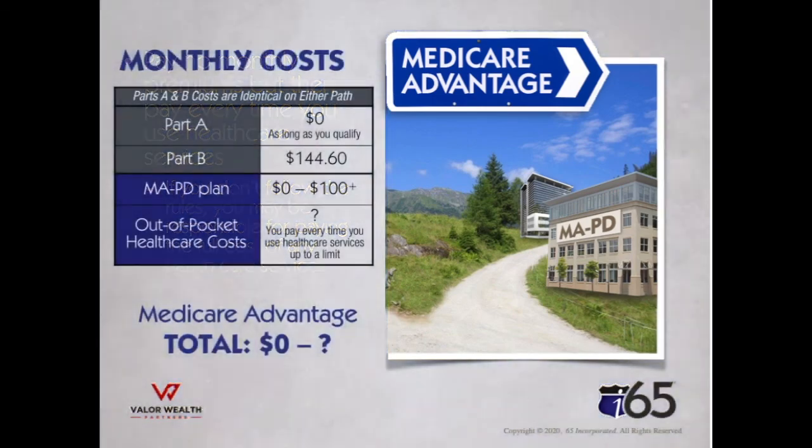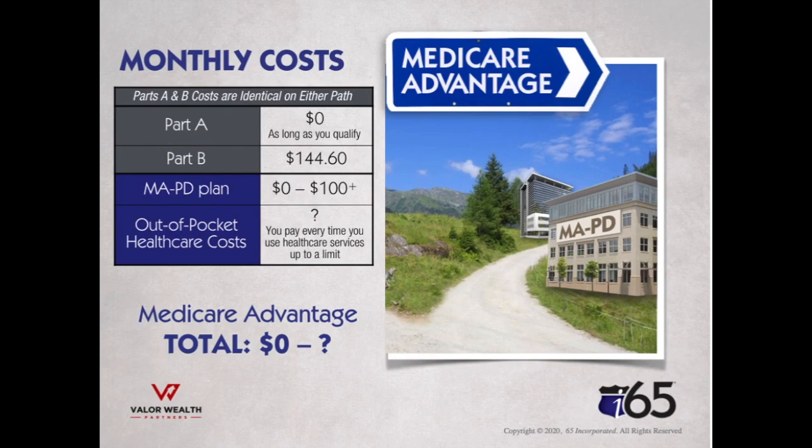Now let's take a look at the costs on the path of Medicare Advantage. Once again, if you or your spouse has paid 40 plus quarters of Medicare taxes, you'll receive Part A for free. And yes, you still pay for Medicare Part B on the path of Medicare Advantage. Now this is where the big cost difference comes in. While you would pay about $180 per month for a Medicare Supplement plan and about $30 for a Part D plan, you can pay nothing in premiums for an MAPD plan.